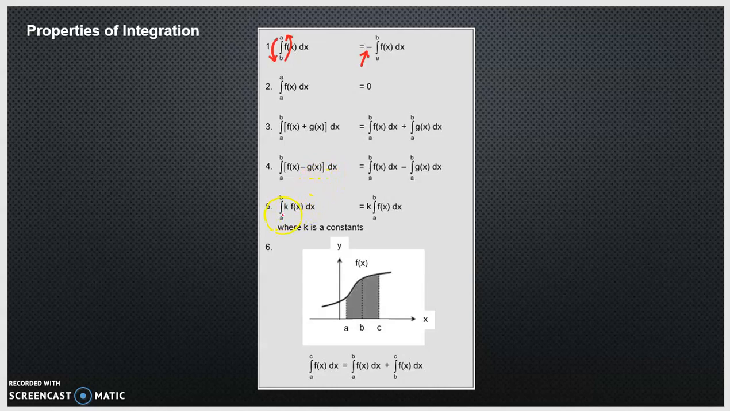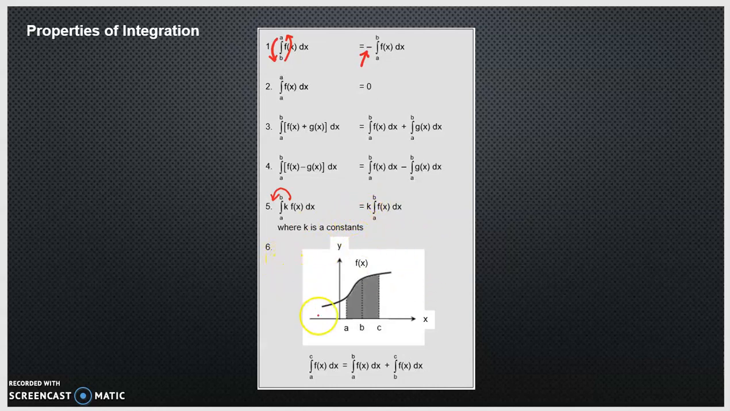Next, we move on to number 5. Next is integration for k f(x). For the constant, we can multiply it to the front, so it will become k times the integration of f(x) from a to b with respect to x, where k is a constant. So k must be a constant.